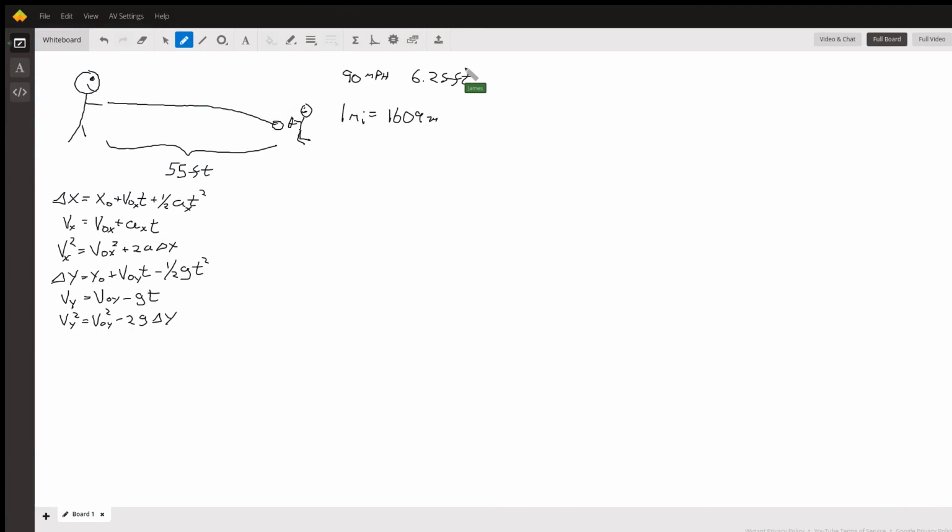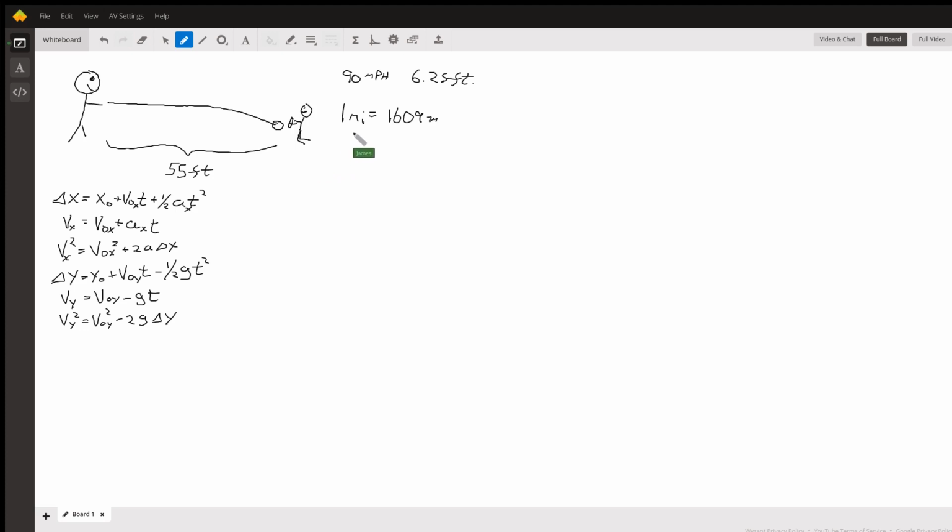Okay, so this question is called the pitch. We have a pitcher. He throws a 90-mile-an-hour fastball at 6.25 feet above home plate, and it is perfectly horizontal. The ball flies 55 feet before reaching the catcher's mitt.